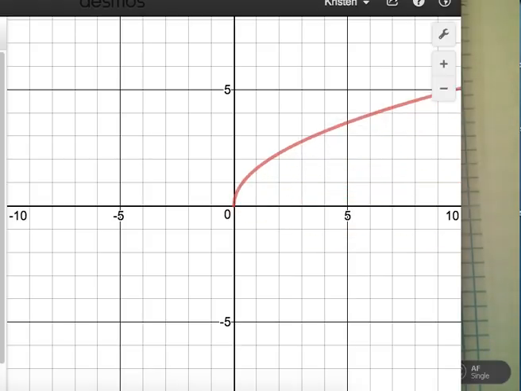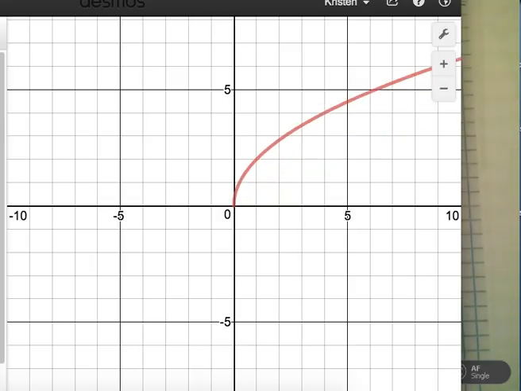Oops, I made it negative. I meant to make it positive first. So there we have a stretch of 2. There we have a stretch of 3. There we have a stretch of 4. There we have a stretch of 5. And you can see all it does is it makes it go up faster than it did before. And if my A is negative, then it still stretches, it just stretches in the opposite direction.